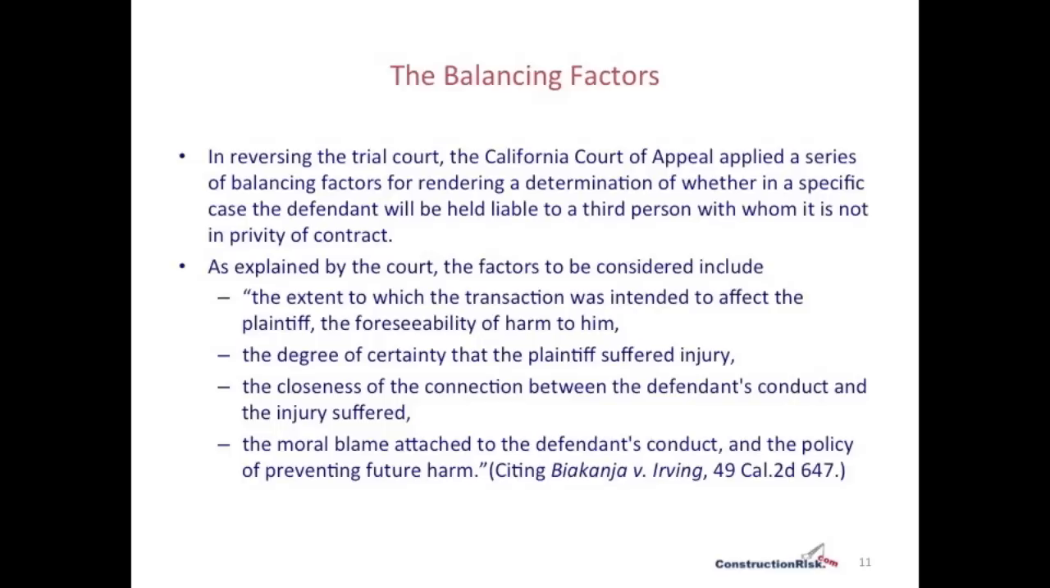This was reversed on appeal, and I would say the subsequent reasoning by the appellate court is not followed in many states around the country. The court on the appellate level looked at a list of balancing factors, and I will simply put up those factors here on a slide so you can look at those. But basically, in reversing the trial court, the Court of Appeal in California applied this series of balancing factors for rendering a determination of whether, in a specific case, the defendant will be held liable to a third person with whom it is not in privity of contract.